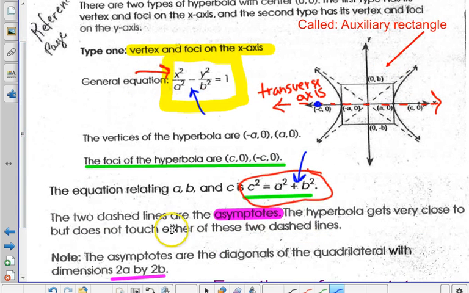The two dashed lines are the asymptotes, okay? It says the asymptotes are the diagonals of a quadrilateral whose dimensions are 2A, so it goes out A either way here and B either way here, so 2B would be the dimensions of that rectangle.